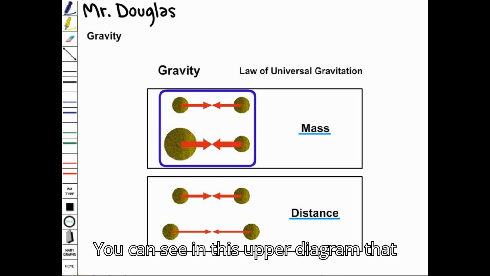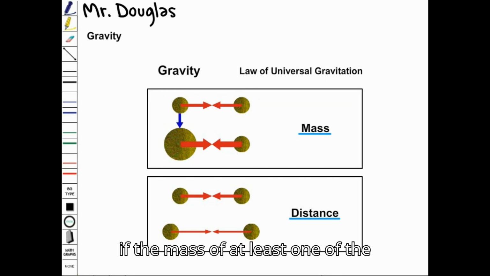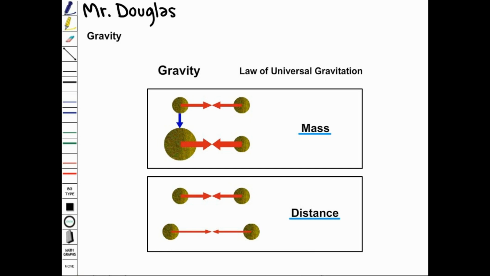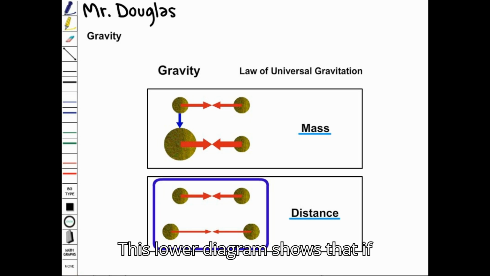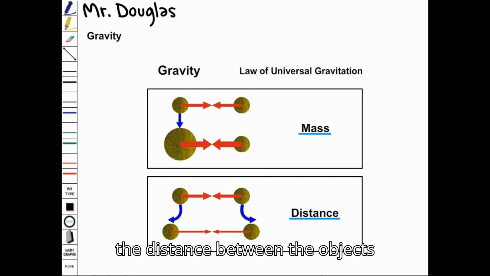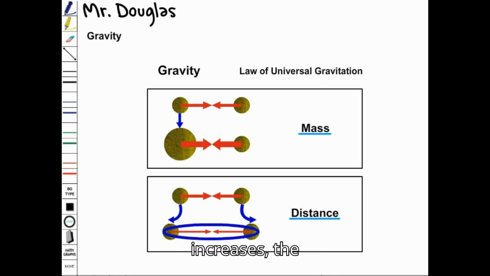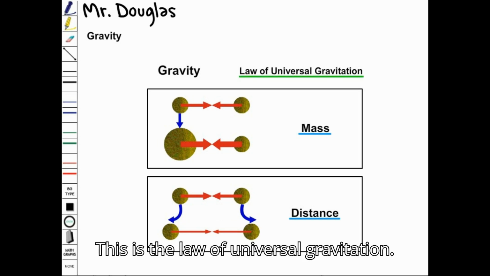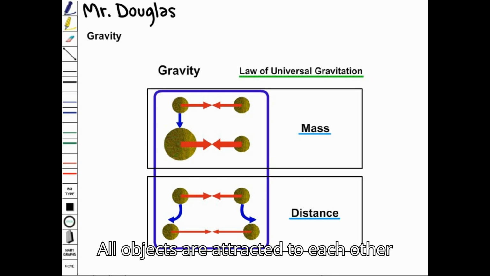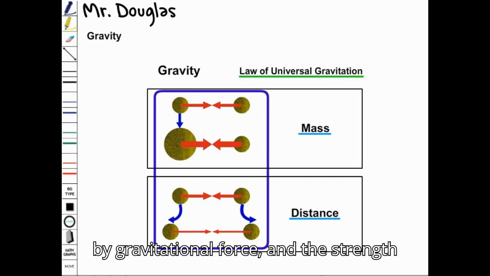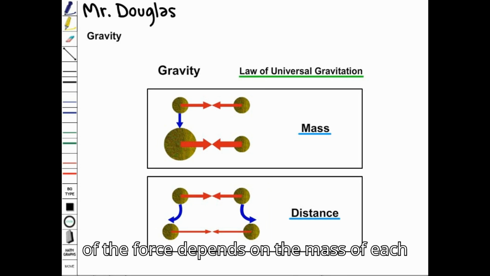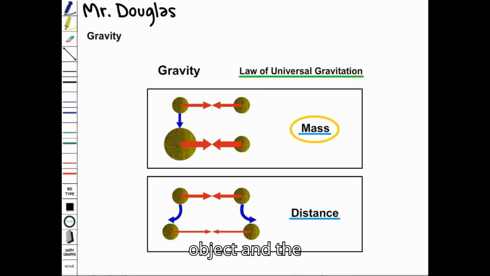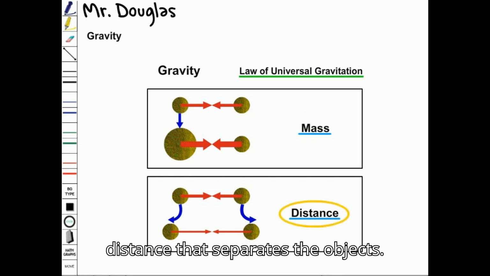You can see in this upper diagram that if the mass of at least one of the objects increases, the gravitational force between the objects also increases. This lower diagram shows that if the distance between the objects increases, the gravitational force decreases. This is the law of universal gravitation. All objects are attracted to each other by gravitational force, and the strength of the force depends on the mass of each object and the distance that separates the objects.